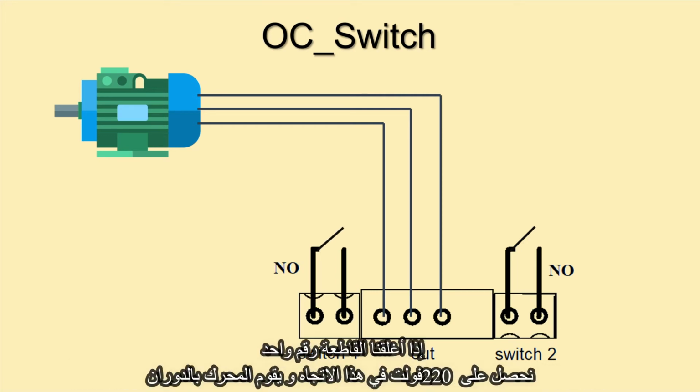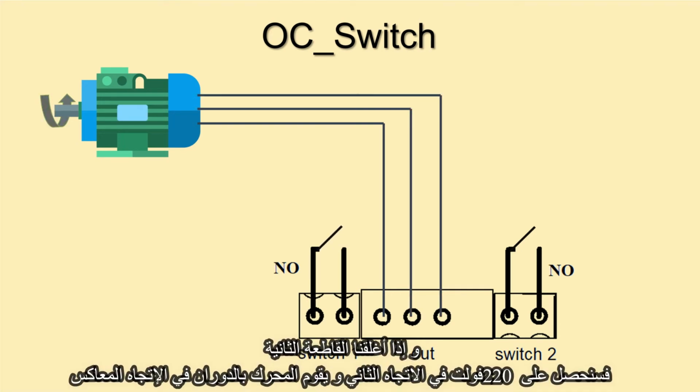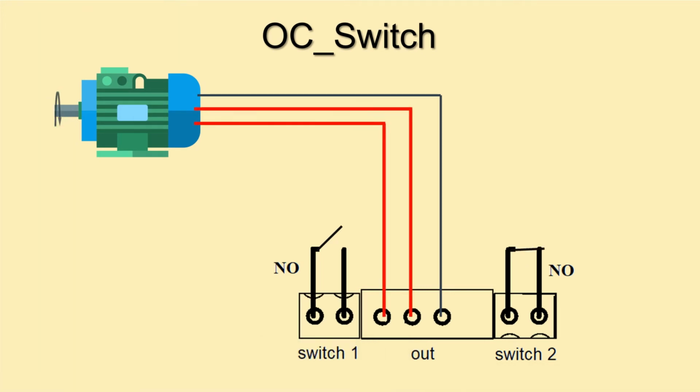If we close switch number 1, we get 220 volts in this way, and the motor turns forward. And if we close the second switch, we get 220 volts in the second way and the motor turns backward.